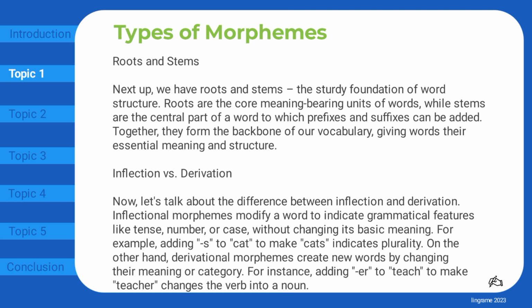Inflection versus derivation. Now, let's talk about the difference between inflection and derivation. Inflectional morphemes modify a word to indicate grammatical features like tense, number, or case, without changing its basic meaning. For example, adding s to cat to make cats indicates plurality. On the other hand, derivational morphemes create new words by changing their meaning or category. For instance, adding er to teach to make teacher changes the verb into a noun.